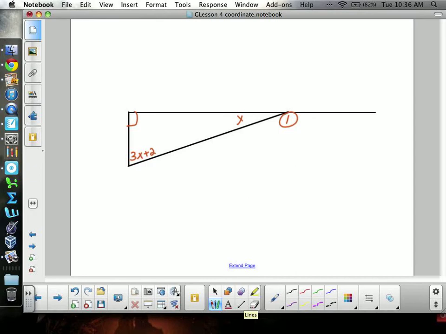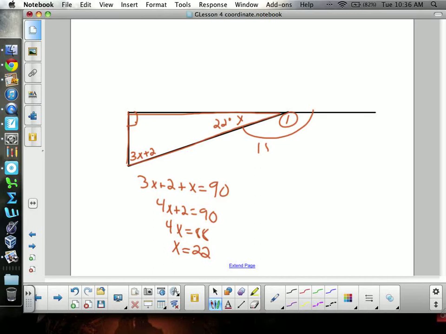So, looking at my triangle, I know I used up 90 degrees here, so these two angles have to equal what? 90, because they're the two acute angles of a right triangle. That's the way that works. So I add those together. That's 4x plus 2 equals 90. So 4x equals 88. So x is 22. So then this angle out here is 180 minus 22, or 158 degrees.